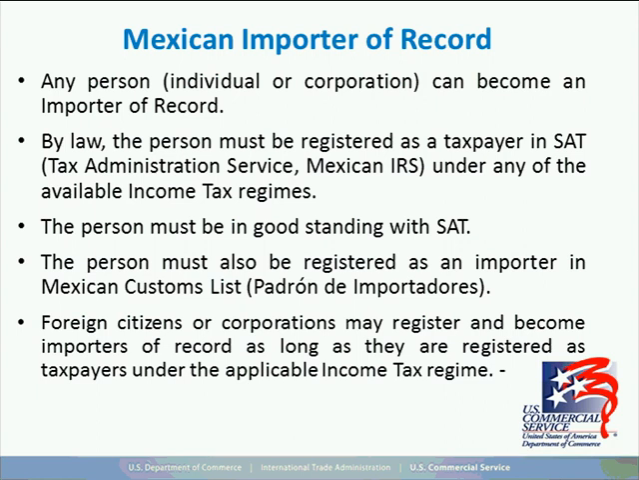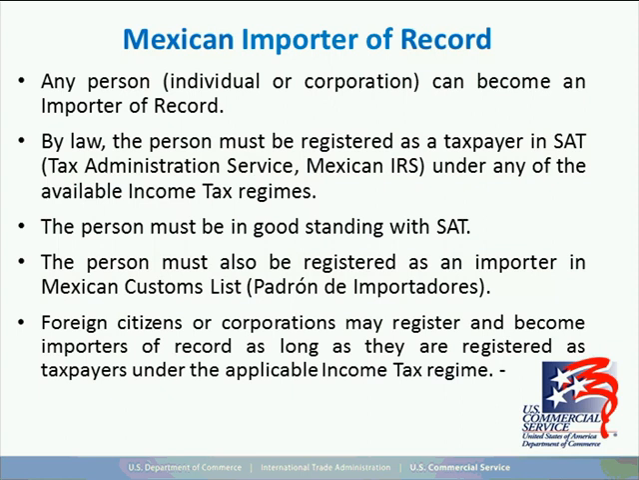By law, to become an importer of record, the person must be registered as a taxpayer in SAT, which is the Mexican equivalent of the IRS, Tax Administration Service, under any of the available income tax regimes. The person must be in good standing with SAT. The person must also be registered as an importer in Mexican Customs List, which is the importer registry. And foreign citizens and corporations may register and become importers of record as long as they are registered as taxpayers under the applicable income tax regime.